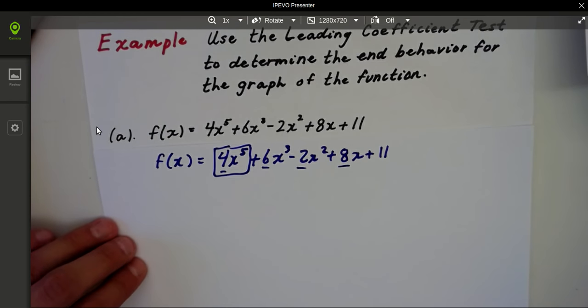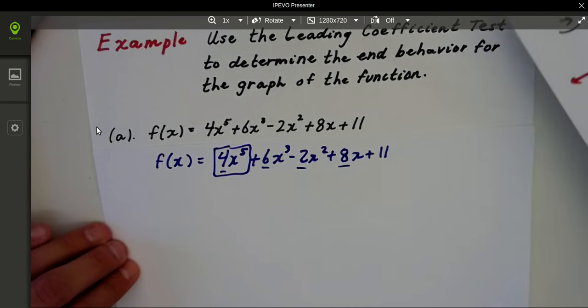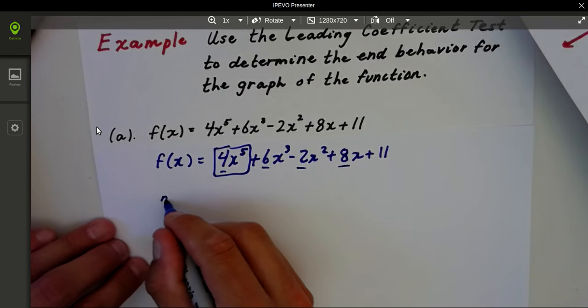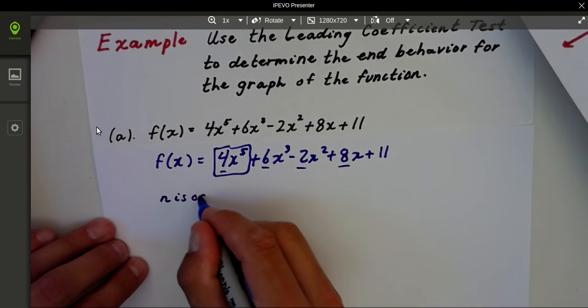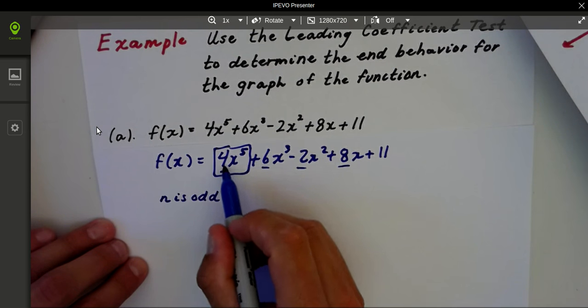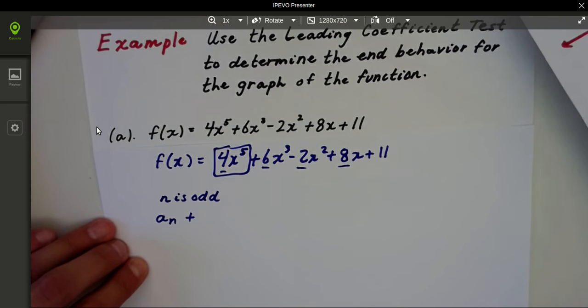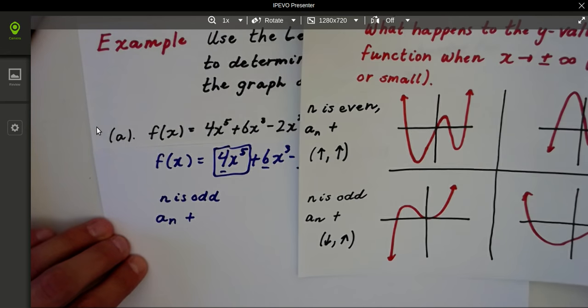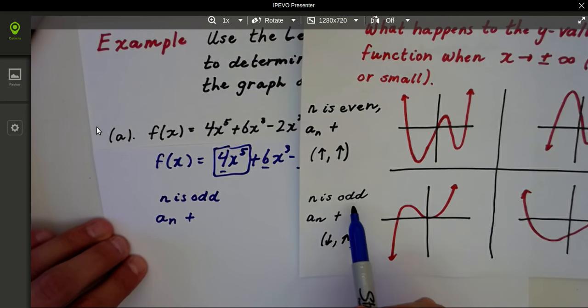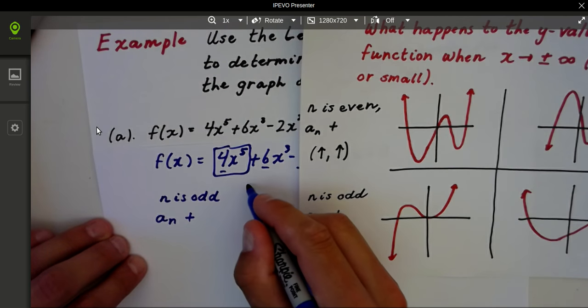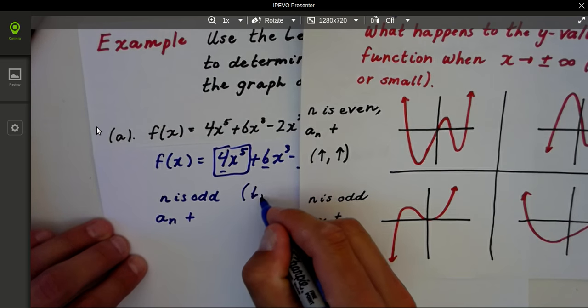And now if I look back at my samples, I have n is odd, meaning the power is odd, okay? And a sub n, the leading coefficient, is positive. So if I look here at my examples, I have n being odd and a sub n being positive. So I have down, up, end behavior. So the end behavior of this function is down, up.